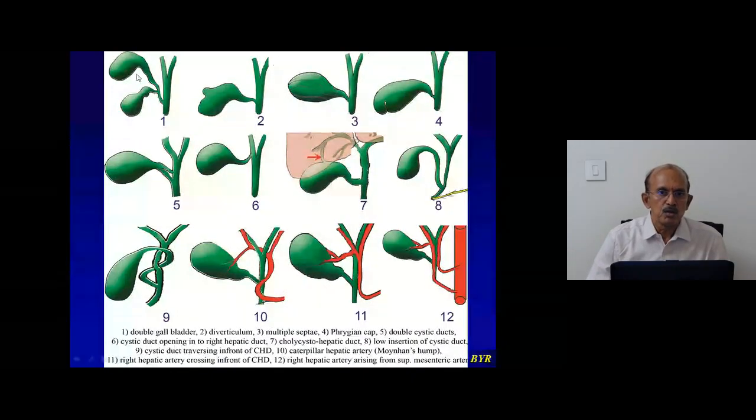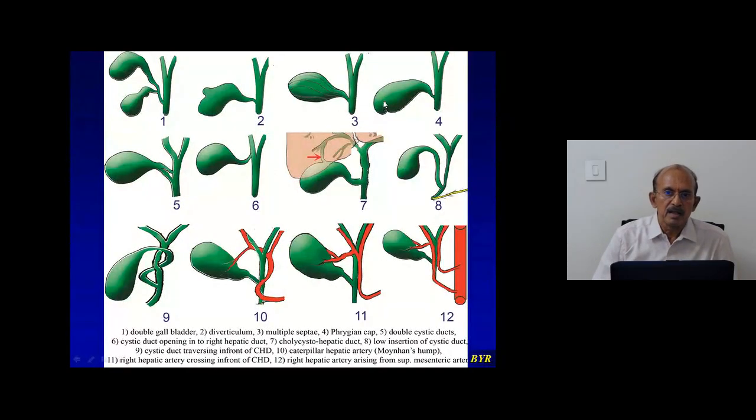Here you can see two gallbladders, two cystic ducts. Here is the gallbladder with a diverticulum. Gallbladder with multiple septae. Here the gallbladder is having a diverticulum or a septum at the fundus. It looks as if the gallbladder is wearing a cap. This is called the Phrygian cap, because in the olden days there used to be a country called Phrygia in Asia Minor, where the people used to wear such types of caps.